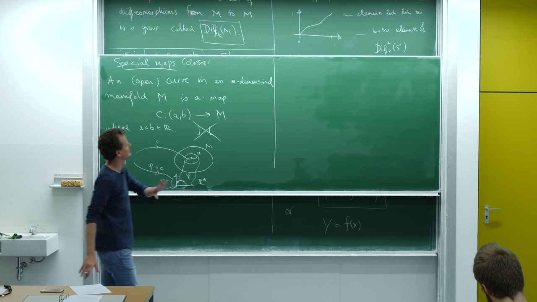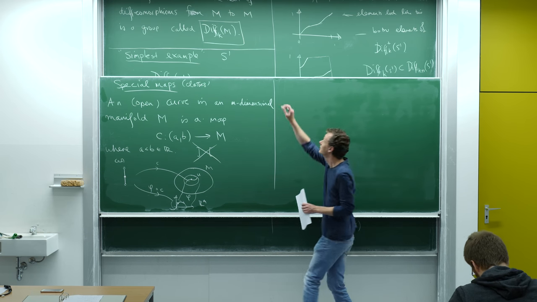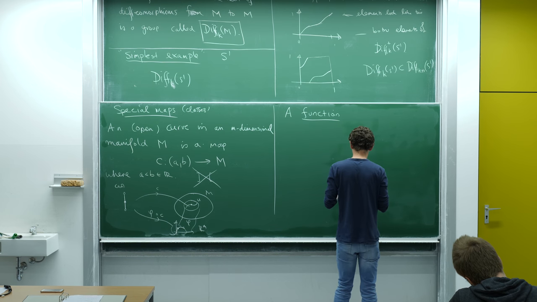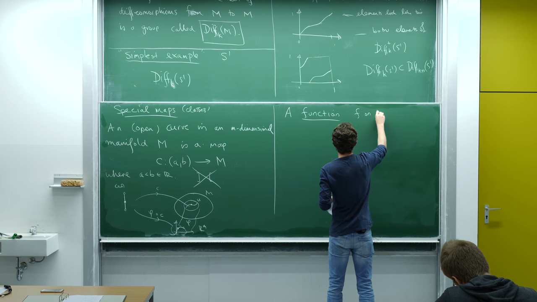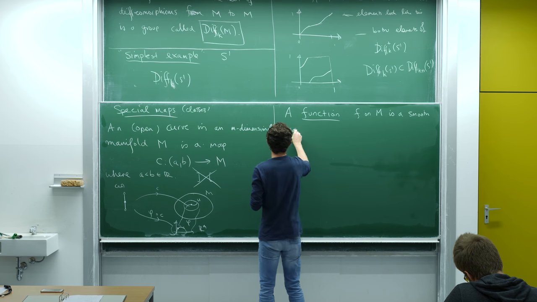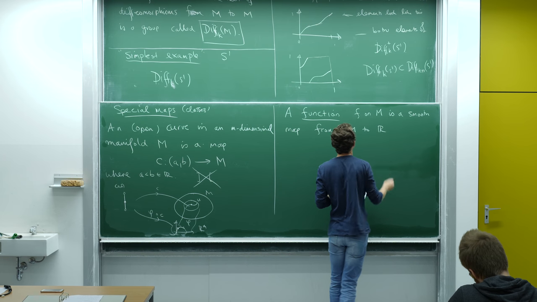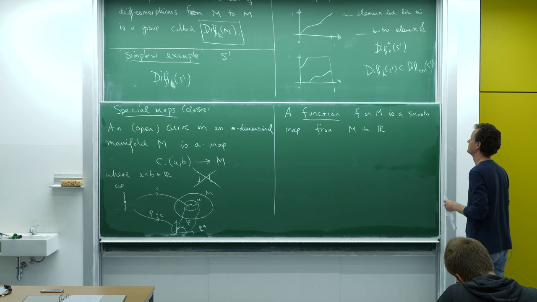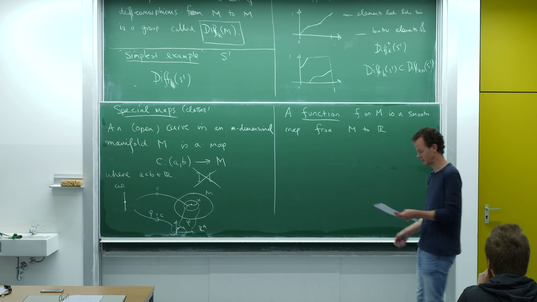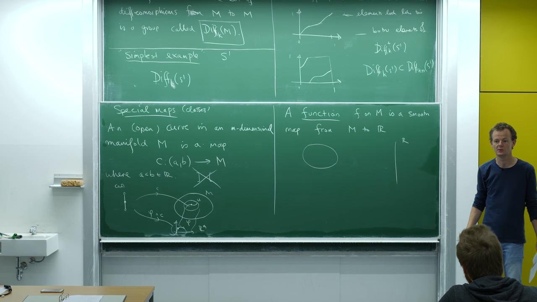We've defined a curve. There's one other special class of map that we want to focus on a lot in this course, and that will be what we call functions. So a function is a smooth map from M to R, to the real numbers. It just gives you a real number for every point on the manifold. So here, the appropriate picture is a little different. Here's R. We know how to draw that. It goes off to infinity.